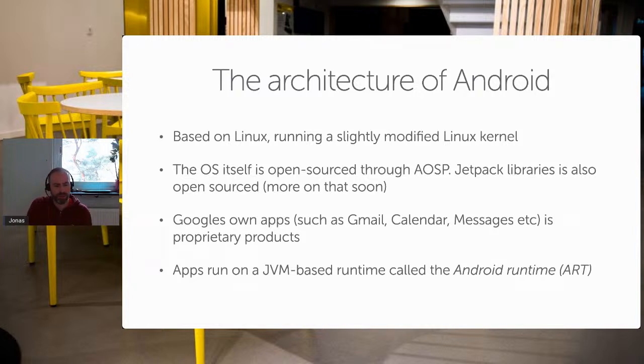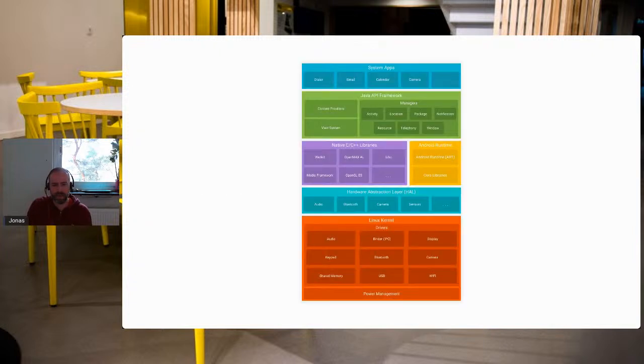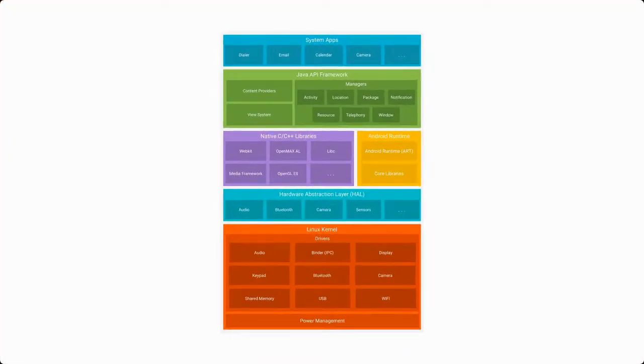And the apps themselves run on something called the Android runtime, which is JVM based. So all apps are compiled down to Java bytecode, basically, which is run on this. Just a quick overview of how the operating system is layered. You don't have to dig more into this, but as you can see, as I said, at the bottom there is the Linux kernel, and hardware abstraction layers where vendors adapt their hardware to the APIs that the Android system and apps understand. And then you have some Java API frameworks that apps talk with to give notifications and talk to other system services.